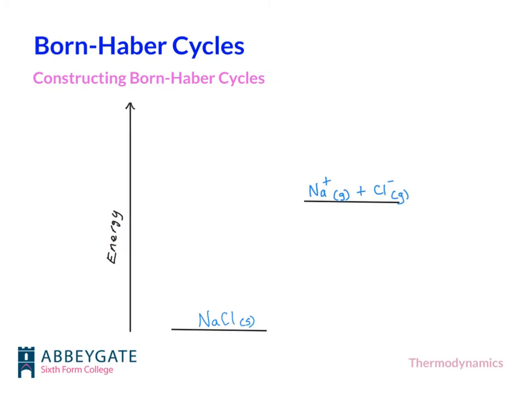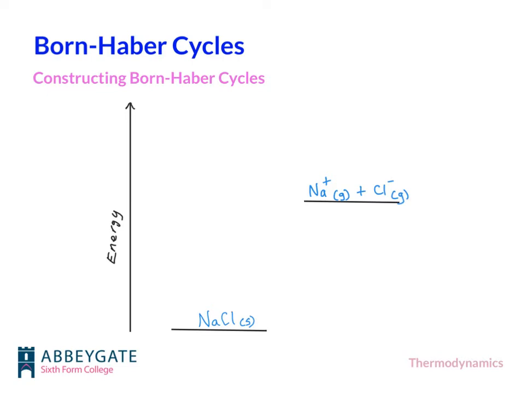Now the problem is we want to be able to work out lattice enthalpy because it gives us an indication of the strength of the ionic bond, but it's impossible to measure it experimentally, to actually directly measure it. So we need to use some form of Hess cycle to measure it indirectly.